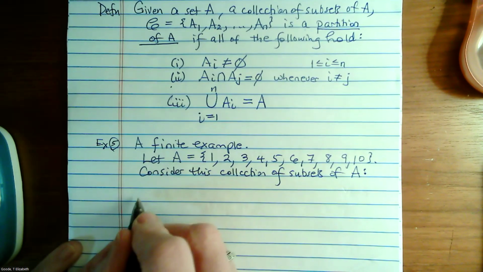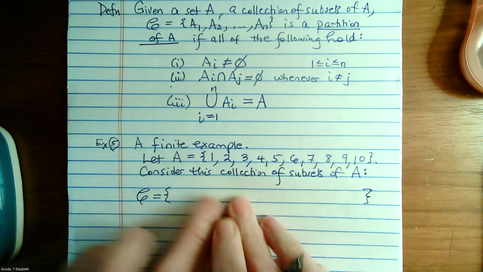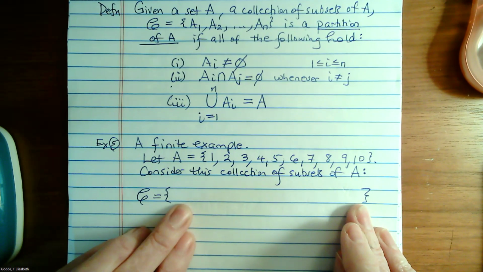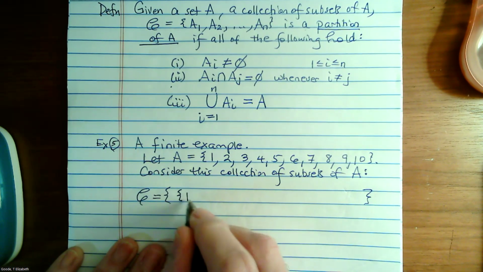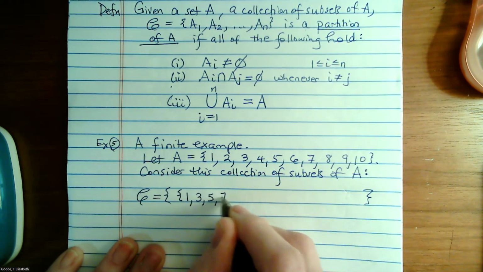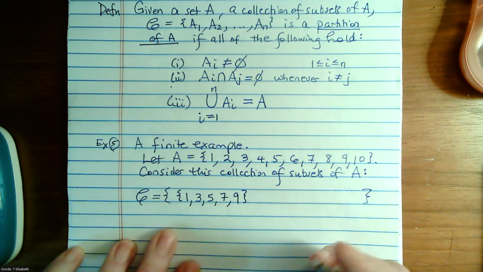Here's our collection. It's a set of sets. So the elements are going to be sets. They're going to be subsets of A. The first subset, the first element has the odds 1, 3, 5, 7, and 9. We've seen this set before as a complement, I think, of something else.